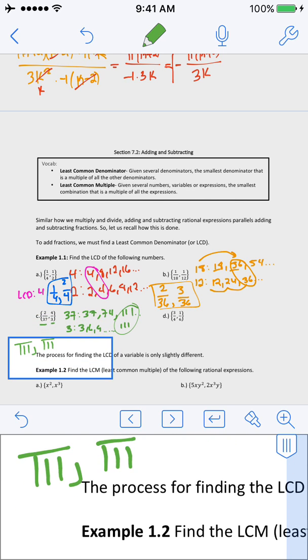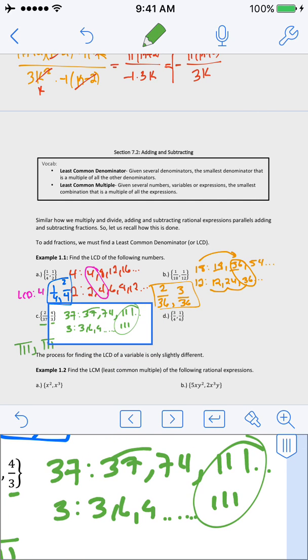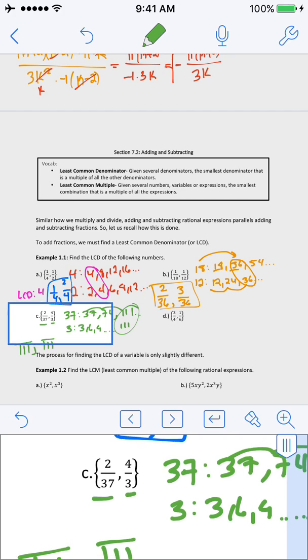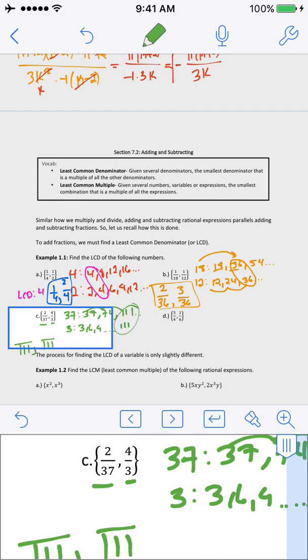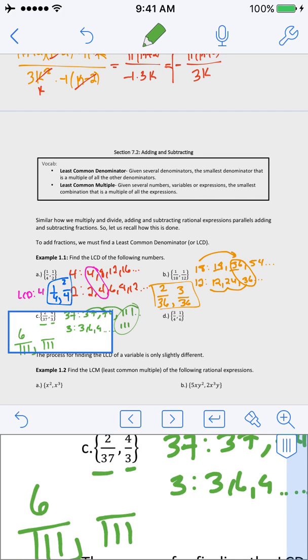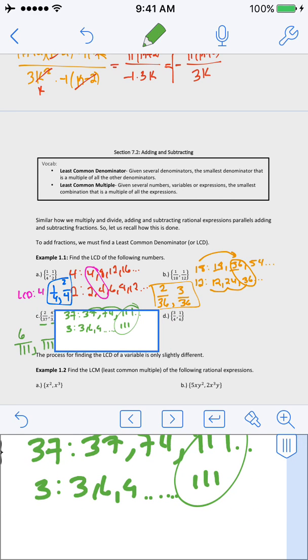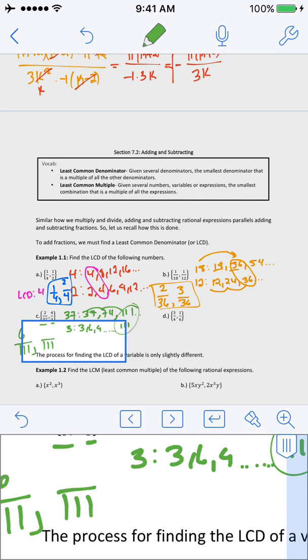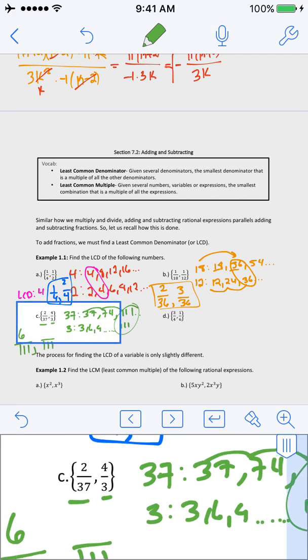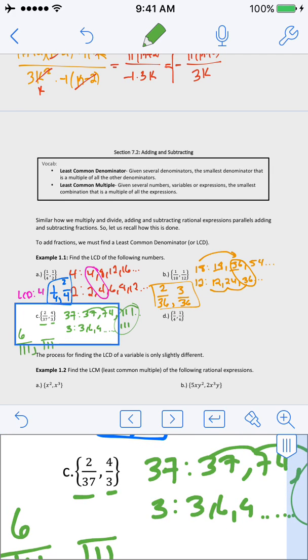Now when I multiplied the 37 to get it to 111, that was 1, 2, 3 jumps, right? 1, 2, 3 jumps. So I have to multiply 3 on the bottom. I've got to multiply 3 on the top. 3 times 2 is 6. Let's see, 3 to get to 111 was times 37. So now I've got to multiply the top. 4 times 37 is 148.